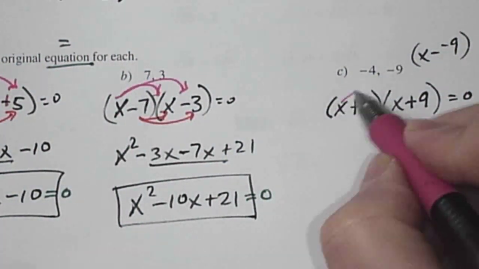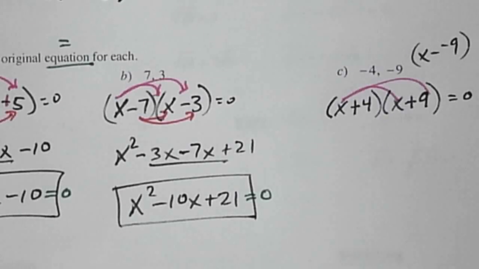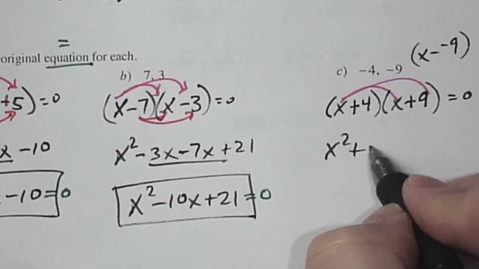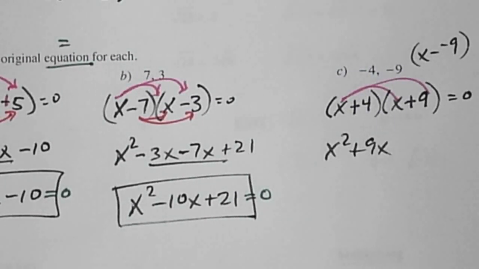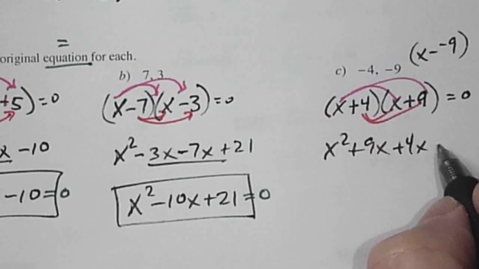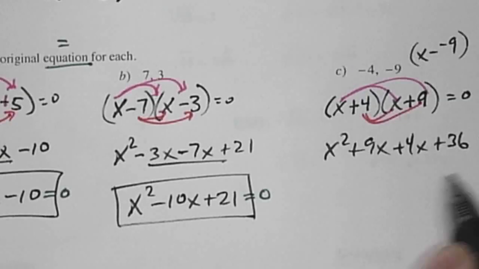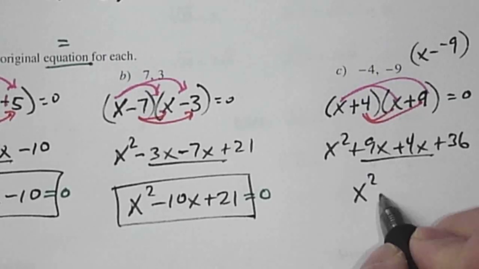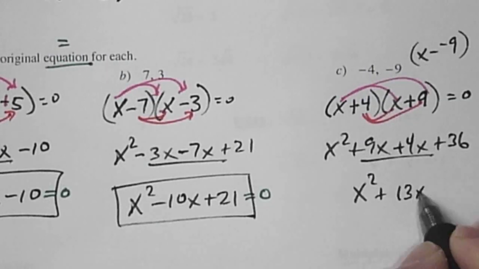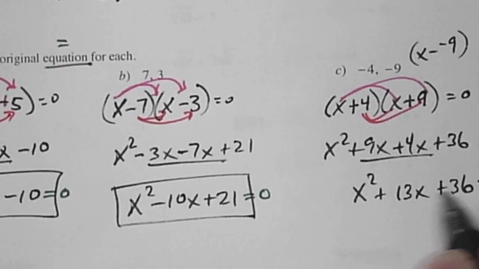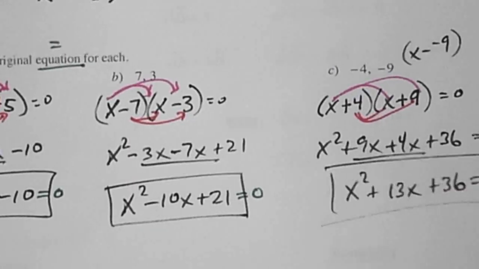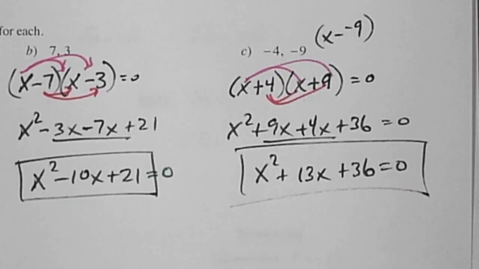Okay, so now multiply it out, x times x and x times 9. So x squared plus 9x, and then 4 times x and 4 times 9, so 4x and 36. Add those together, x squared plus 13x plus 36. Boom, equals 0. Look, I got an equal 0 there. How about that, Jacob?